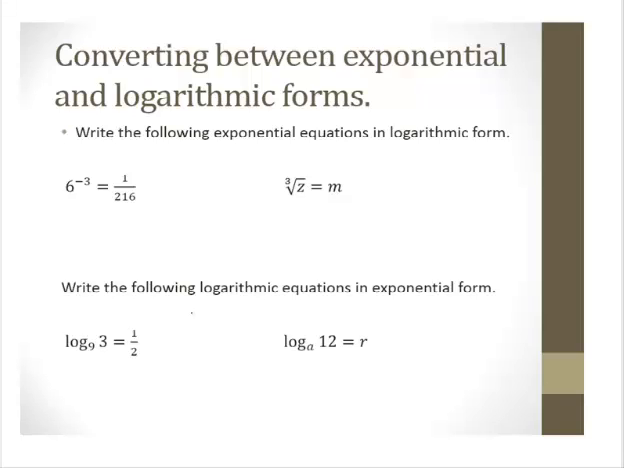We're asked to write the following exponential equations in logarithmic form. We are told that 6 to the negative third is 1 over 216. So I can write this in logarithmic form as the log base 6 of 1 over 216 is negative 3. All right, 6 to the what power gives us 1 over 216? Now the second example, the cube root of z equals m. Well, that doesn't look like an exponential equation. But recall that the cube root of a number is the same as raising the number to the 1/3 power. So I can write the cube root of z equals m as z to the 1/3 equals m. Then in logarithmic form, the log base z of m is 1/3.